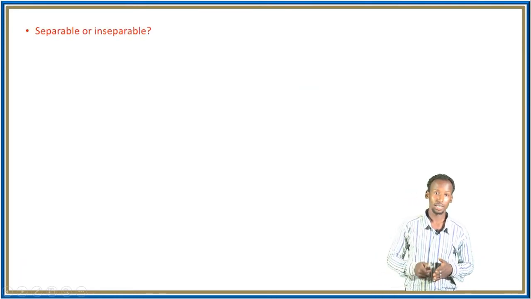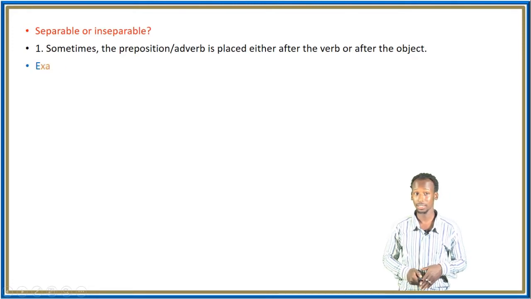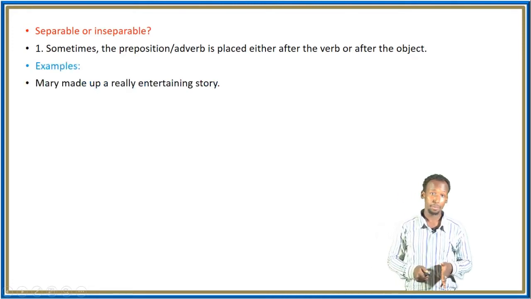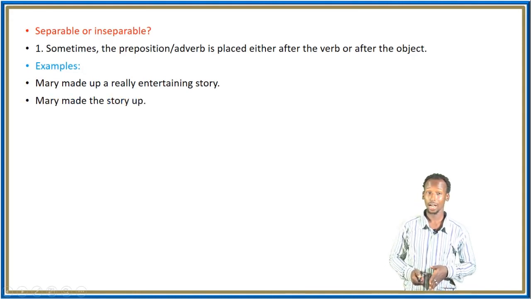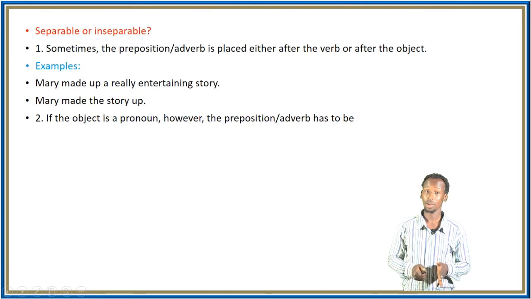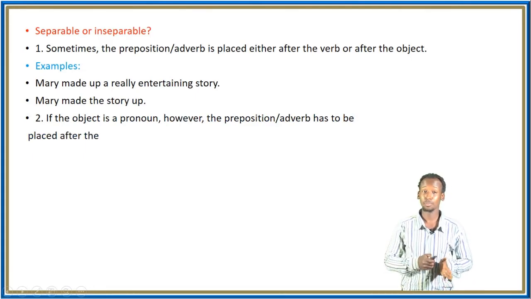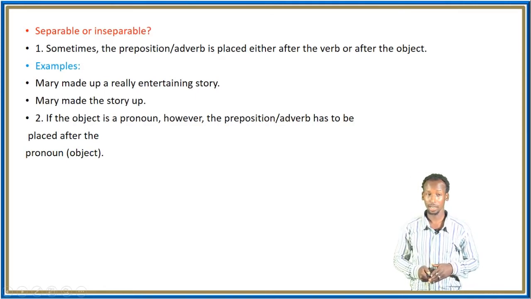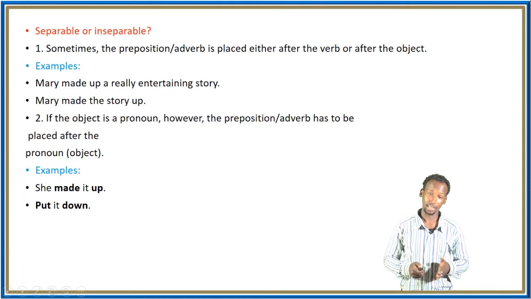Separable or inseparable. Sometimes the prepositional adverb is placed either after the verb or after the object. Example, Mary made up a really entertaining story. Mary made the story up. If the object is a pronoun, however, the prepositional adverb has to be placed after the pronoun object. Example, she made it up. Put it down. Take it off.